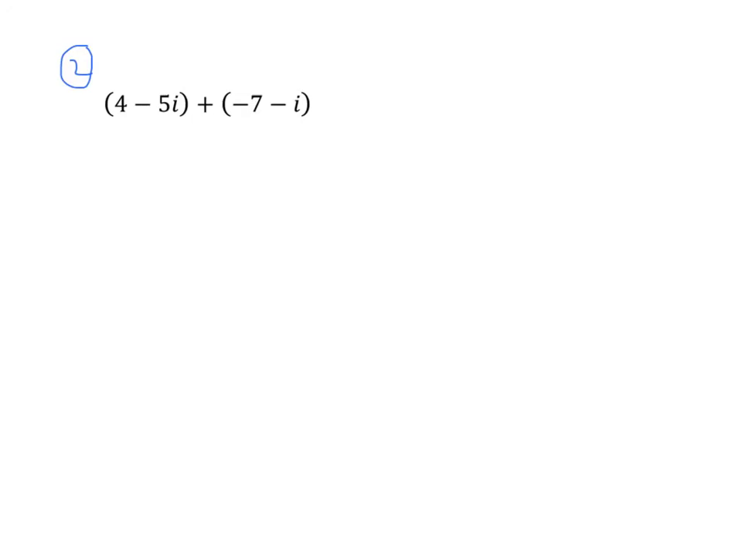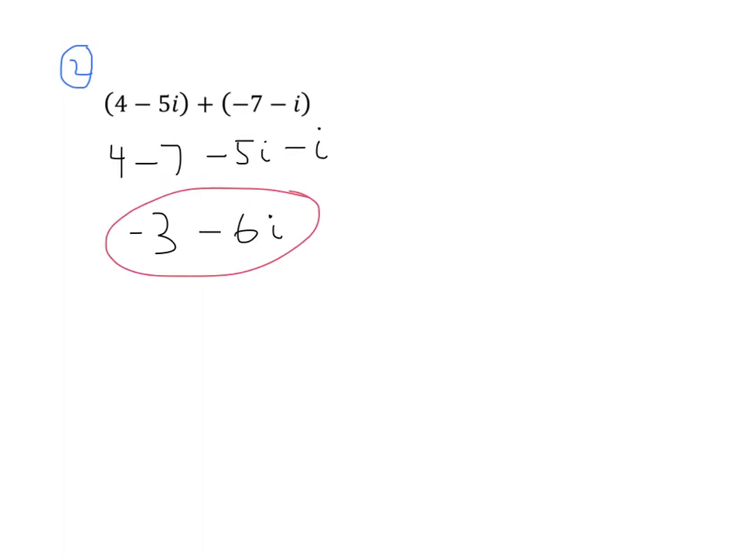So we can combine the real components, so 4 combined with -7, and then we can combine the imaginary part, so -5i being combined with -i. So 4 minus 7, that's -3, and then -5i minus i, that's -6i. Okay, so here's our answer. This is a complex number here, again, in the standard form, right? Our a plus bi format.